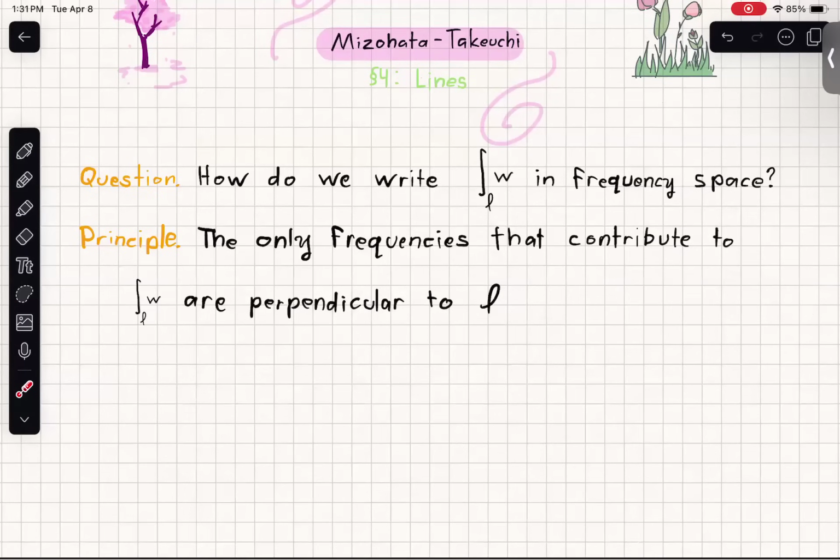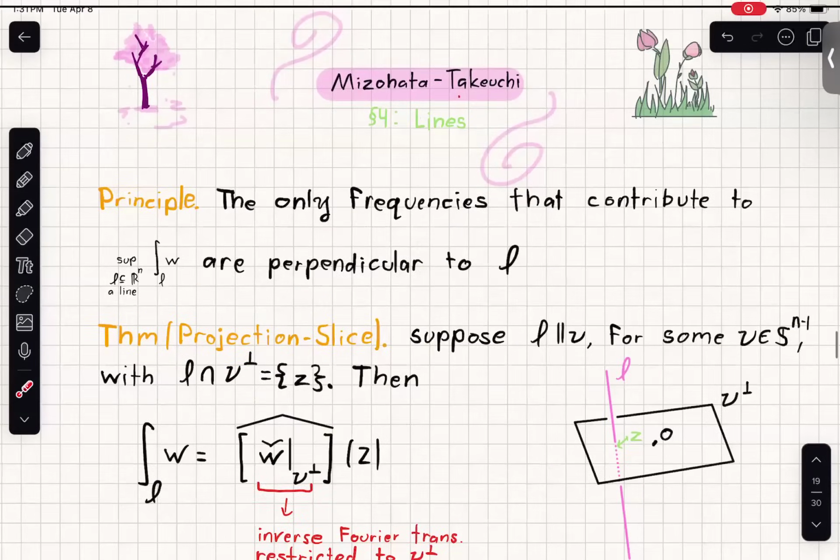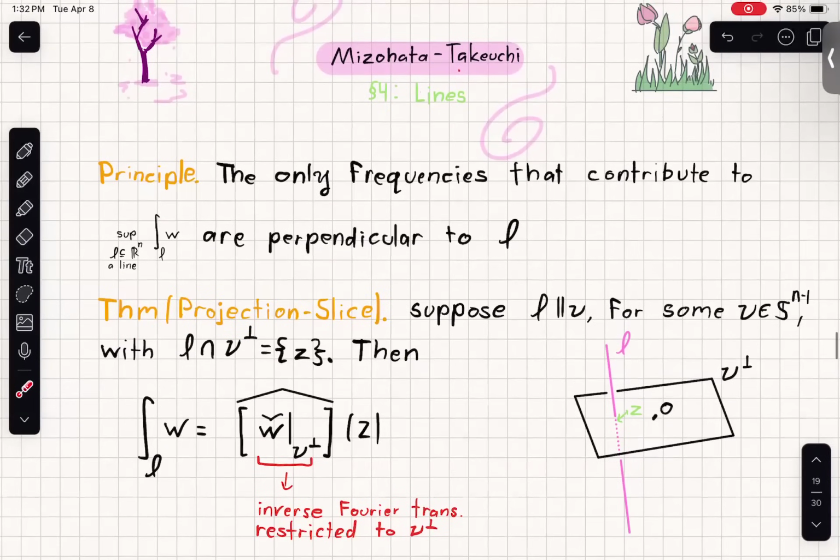Okay, so this is classical. If we're looking at the integral of a function along a line, the only frequencies that are going to contribute to it are going to be perpendicular to that line. And the reason why is because if it's not perpendicular to that line, then we're going to end up with a lot of oscillation that's going to integrate to 0 if we're integrating along a line. So this is formalized as the projection slice theorem.